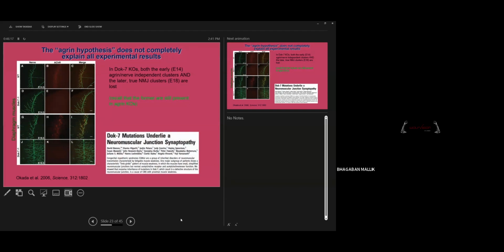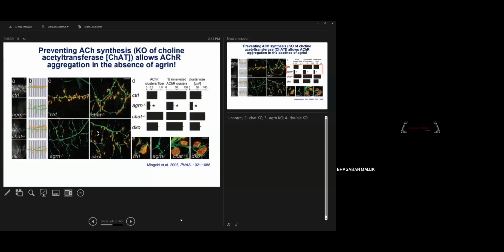Okay, so the DOK7 mutation inhibits clustering of the acetylcholine receptor, either at the earlier stages, at E14.5, or at E18.5 in the later stages, all the time. So this is again showing the same thing: the rescue of this agrin phenotype with the double knockout of choline acetyltransferase. That is what is highlighted here, the double knockout.